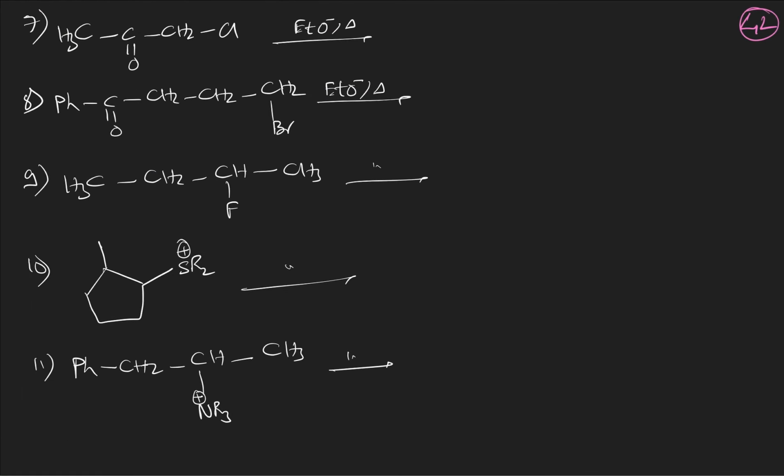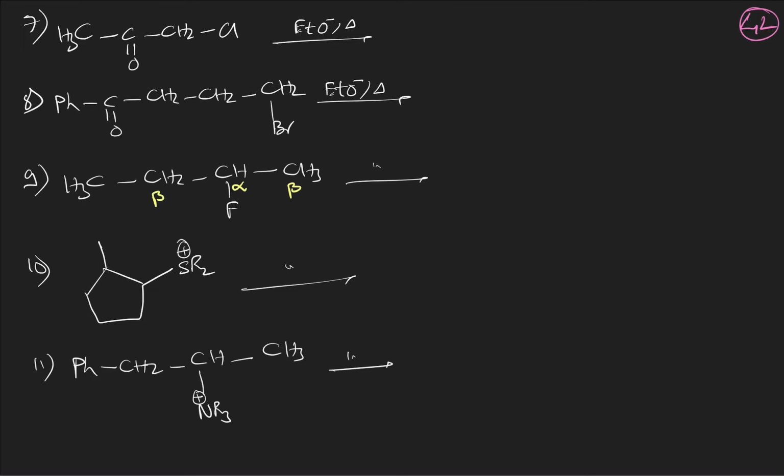Then some more examples are here. You have to select which beta hydrogen is to be removed. Remember, the less substituted alkene is to be formed as the major product. Suppose you see the ninth example, ninth question. In this one, this is an alpha carbon from which F minus will be removed. But from a beta carbon, H plus ion should be removed.